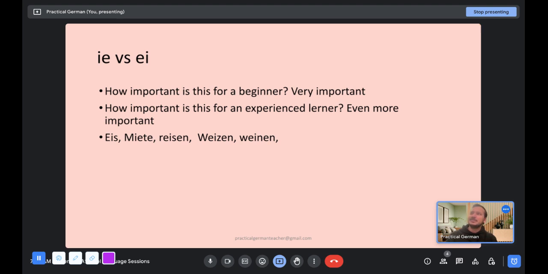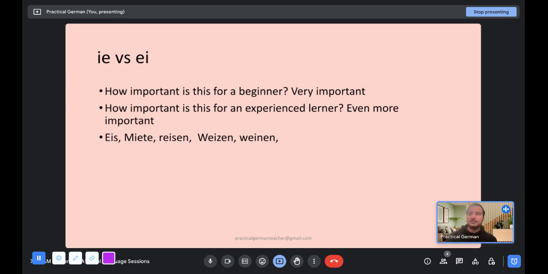So what do I mean by this? Whenever you have the German alphabet E and then the German alphabet I, it is pronounced as E, and when you have the German alphabet I and then E, it is pronounced as I. How important is this for a beginner? Very, very important. How important is this for someone at A2, B1, B2? It's even more important because at that stage, if you make this mistake, people are going to say, man, this guy does not even know this much.